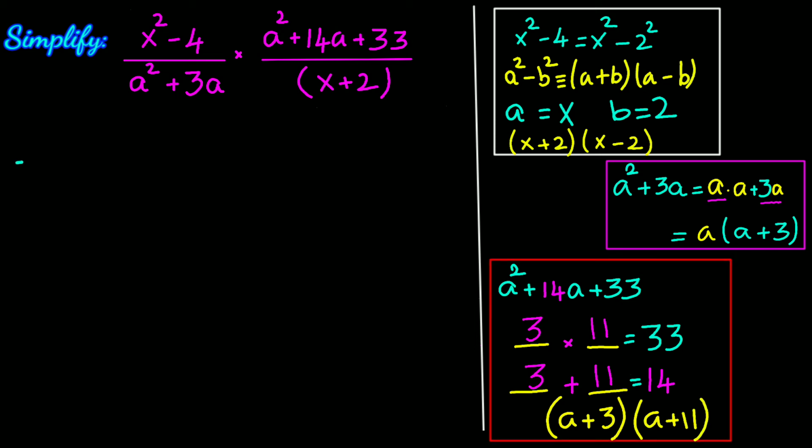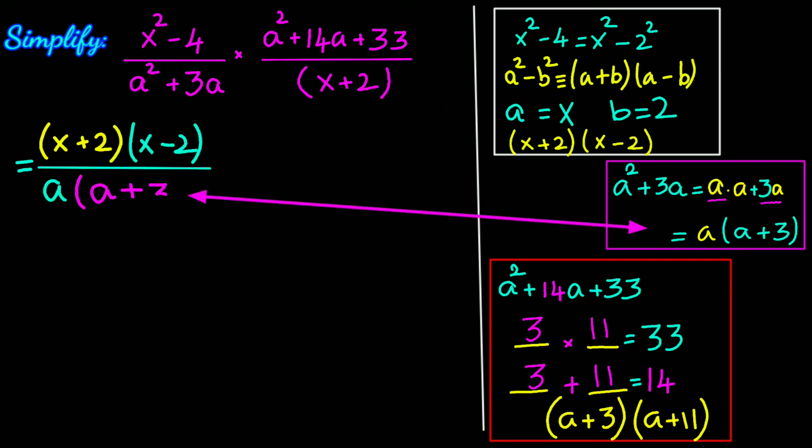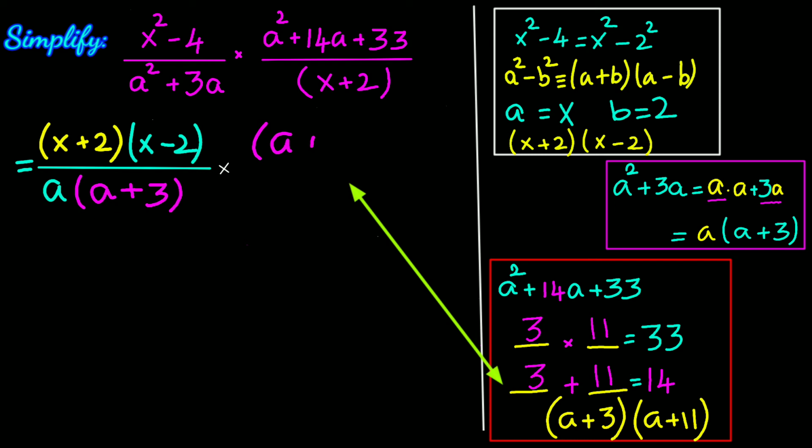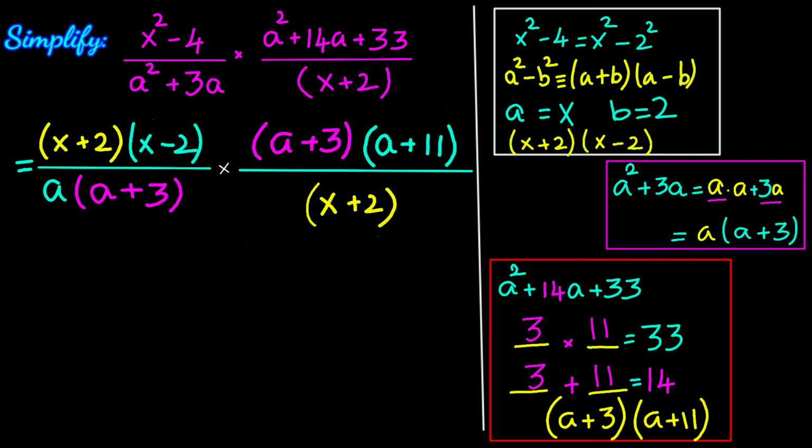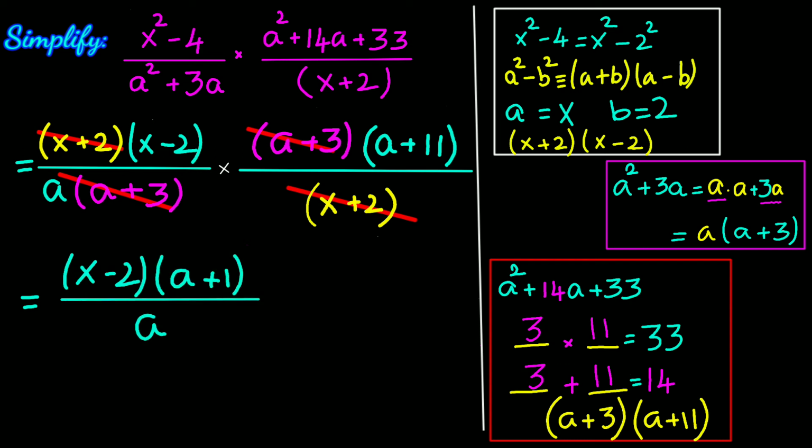Let's rewrite the given algebraic fractions as x plus 2 times x minus 2 divided by a times a plus 3, multiplied by a plus 3 times a plus 11 divided by x plus 2. Let's cancel the possible expressions. Cancel x plus 2 and x plus 2, and a plus 3 and a plus 3, equals x minus 2 times a plus 11 divided by a is the simplified solution.